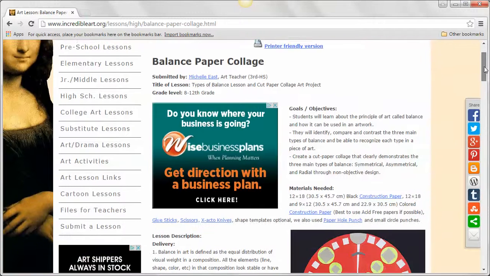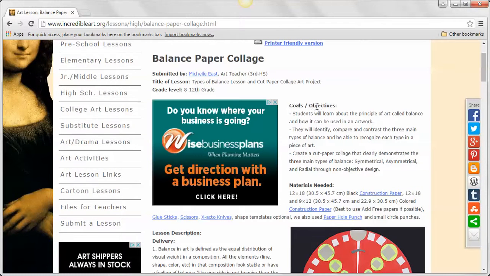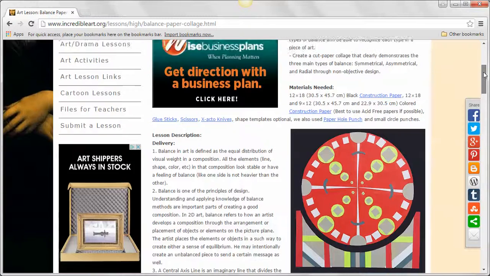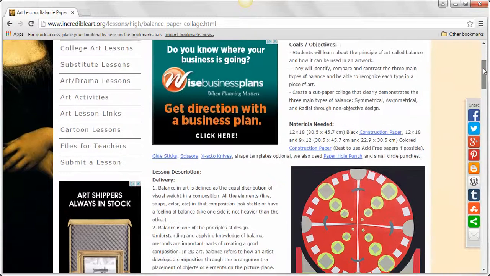The nice thing about this lesson plan is it provides goals and objectives, so right away you know what you want to teach students. The objective here is the idea of balance. Balance meaning your artwork is completely filled, so you're using an equal amount of space so it seems complete. Also with balance, you can make it symmetrical or asymmetrical, and also you want contrast so we can see it. So this has those objectives and goals right on the top.